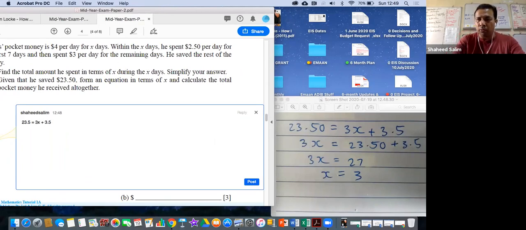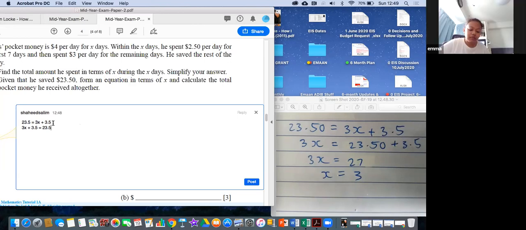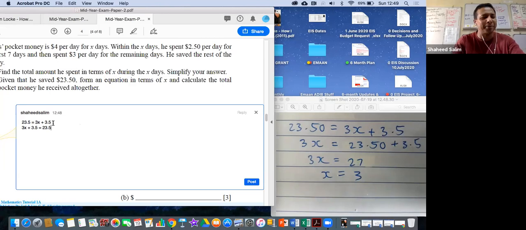Now I won't skip a step. Since it's equal, I will say 3x plus 3.5 equals 23.5. Is it correct? I just put this side on this side and this one on this side. Is it the same thing? Can you see it's the same thing? You know your mistake already? What's your mistake?